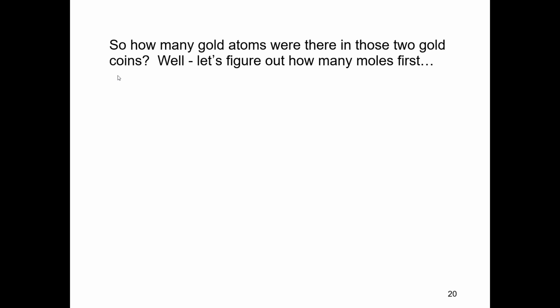All right, so back to our gold coin problem. What we're really trying to get to is figure out how many gold atoms were there in both of those gold coins together. It can be tempting to just use a single conversion factor to get from grams to atoms, but we don't have that. However, what we can do is figure out how many moles of gold atoms there are first.